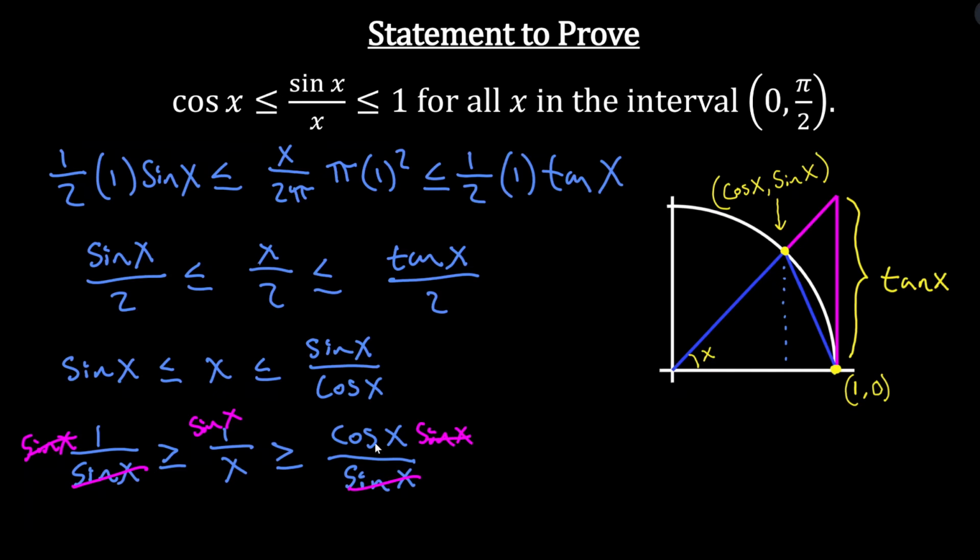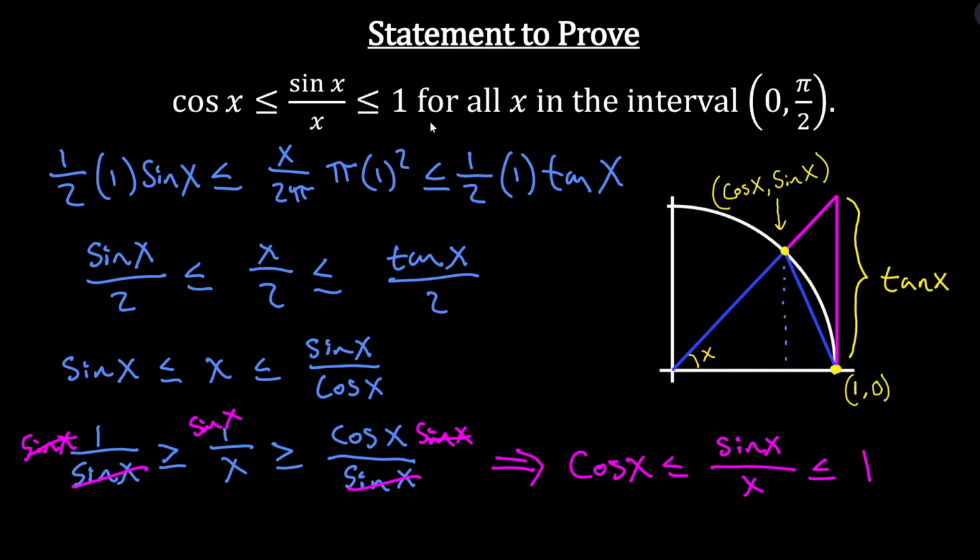Those are going to cancel, and we're going to have cosine of x. So now I'm going to rewrite it in the proper order from least to greatest, because this is less than or equal to this, which is less than or equal to this. And I'm going to write everything simplified. And what I have is that the cosine of x is less than or equal to the sine of x over x, which is less than or equal to 1.